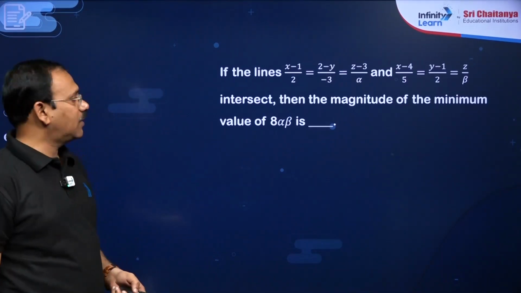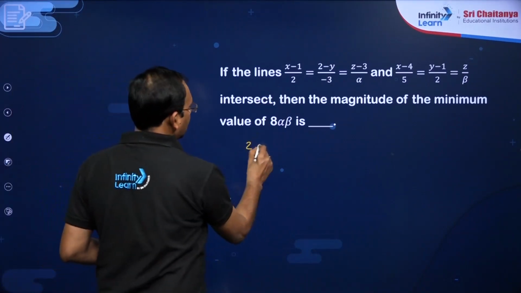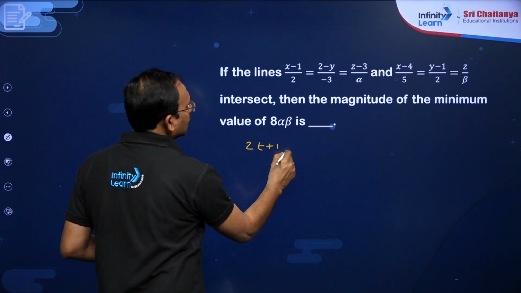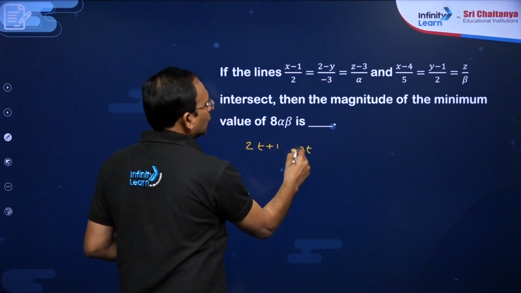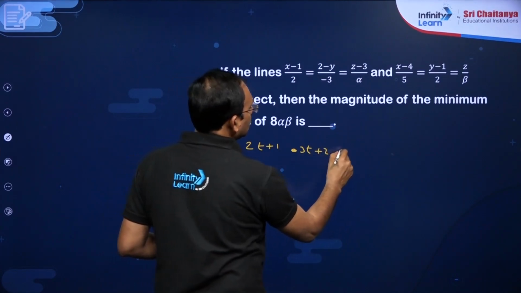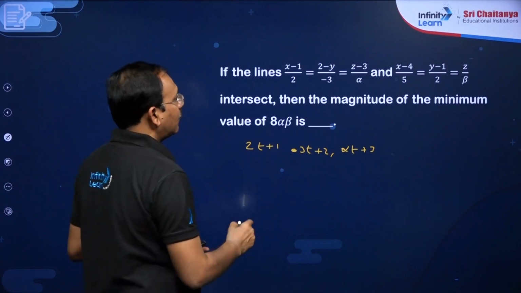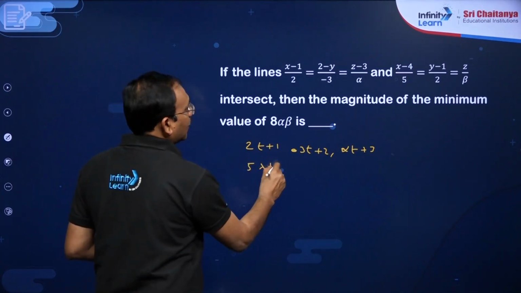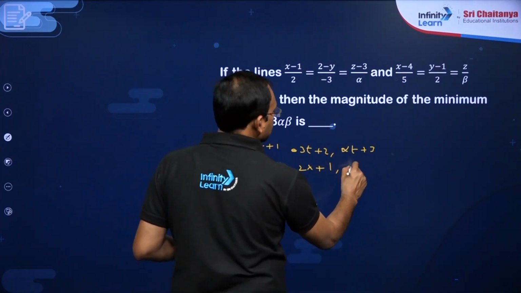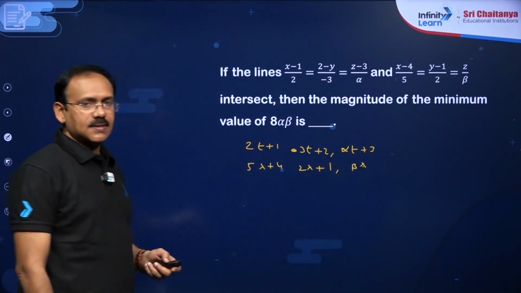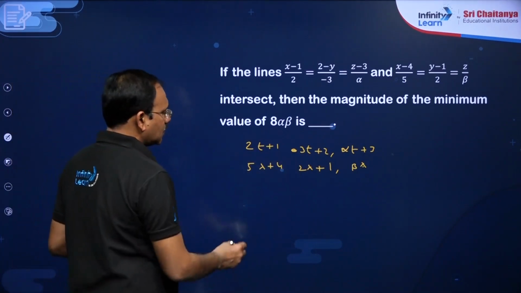Okay. Right, dear students. In the same way, if these two lines intersect, then find the magnitude of the minimum value of 8 alpha beta. Intersect means there exists some common point to both. That means you take the general point: suppose t, 2t plus 1, and y minus 2 by 3, so 3t plus 2, this is alpha t plus 3, this is the general point. There, if it is lambda, 5 lambda plus 4, this is 2 lambda plus 1, this is beta lambda. So there must exist some t and lambda such that these three equations are possible.